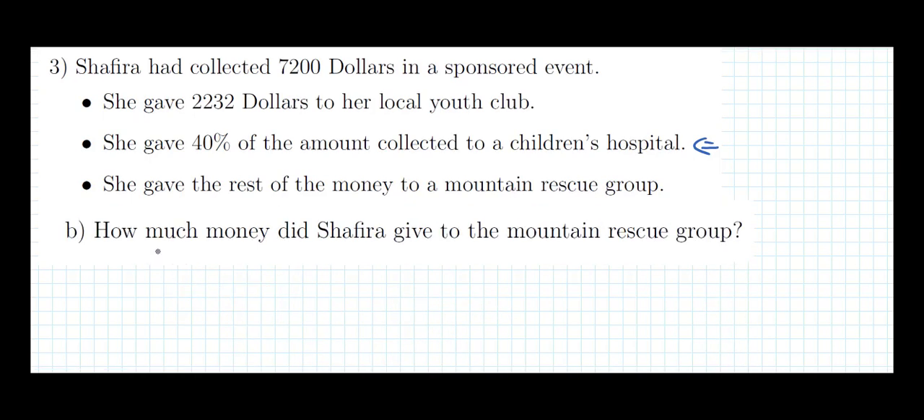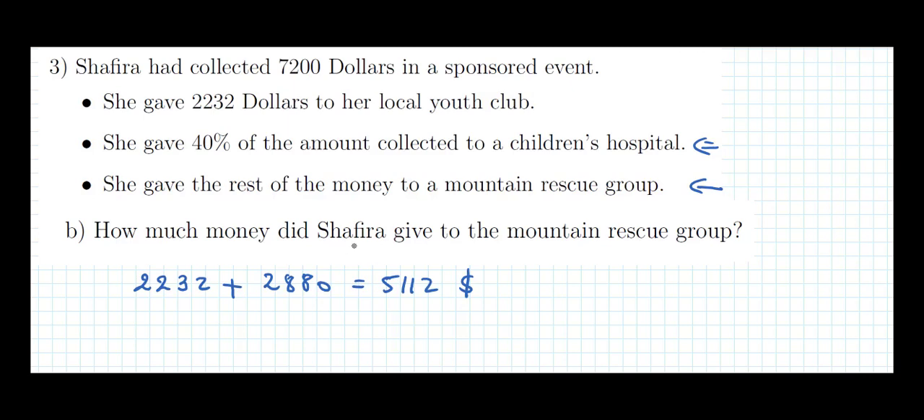In question B, we should find how much money Shafira gave to the mountain rescue group. For the mountain rescue group, this is about the third information. She gave the rest of the money to a mountain rescue group. So if we add up the two first amounts of money which were given to the local youth club and to the children's hospital, we find that the amount is $2,232 plus $2,880, which is equivalent to $5,112.